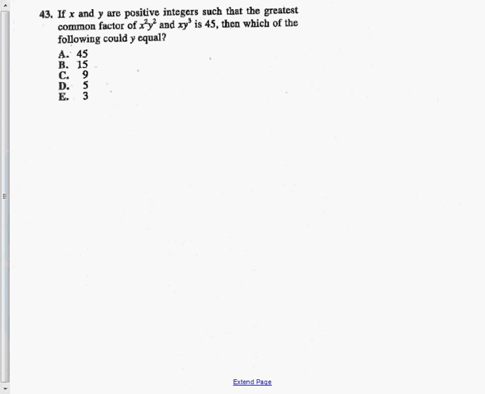If x and y are positive integers such that the greatest common factor, this type will be on that test. Because, matter of fact, I remember seeing this like 30 years ago when I took this ACT test. So if x and y are positive integers such that the greatest common factor of x squared y squared and x y to the third is 45, then which of the following should y equal?